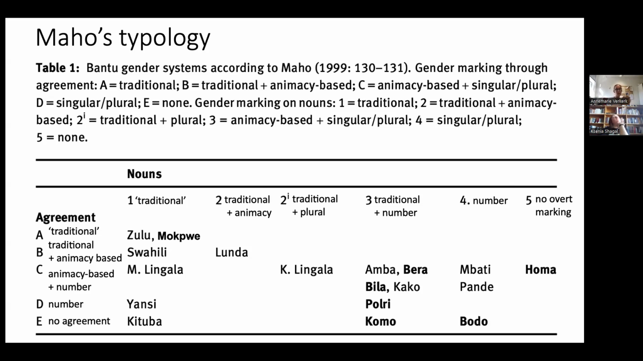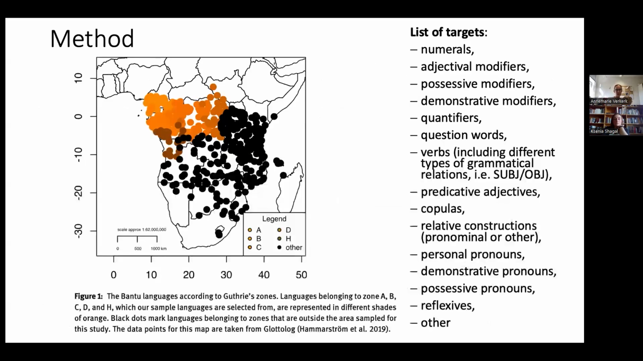But he was the one who really started looking at what's happening with gender marking in Bantu across different dimensions, right? So what's happening on nouns, what's happening on the agreement targets. We wanted to investigate this for Northwestern Bantu, which are the languages in non-black. So here we have Northwestern Bantu over here. And because we thought that the agreement system is really central, we look at a huge range of targets, right?